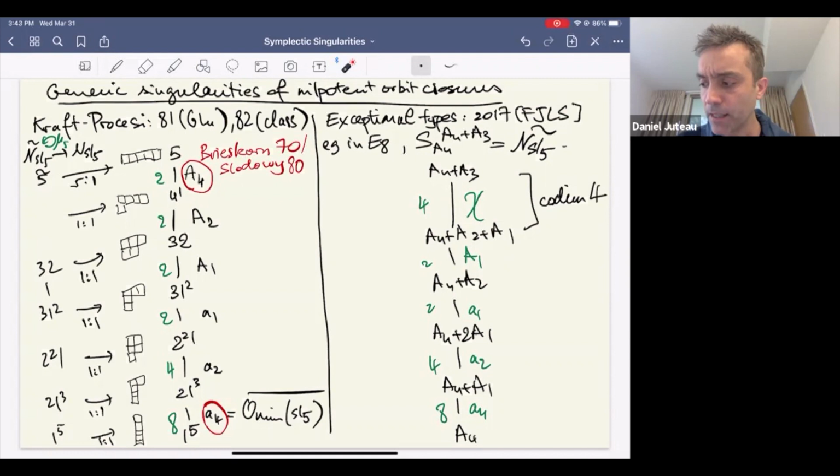And then Slodowy wrote a longer account of this. And he also explained what happens for non-simply laced types. If you have a non-simply laced type, you can unfold the Dynkin diagram, which will give you a simply laced type. And it is this singularity that appears.